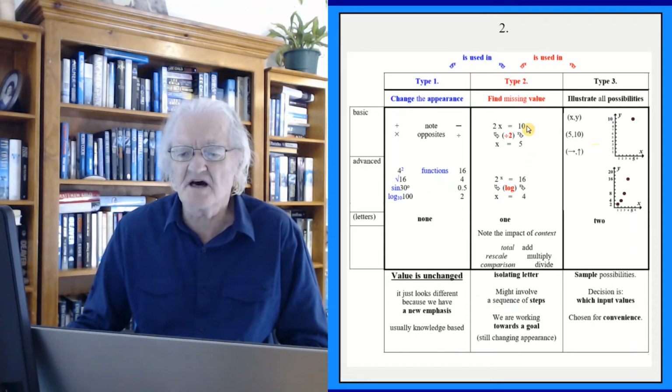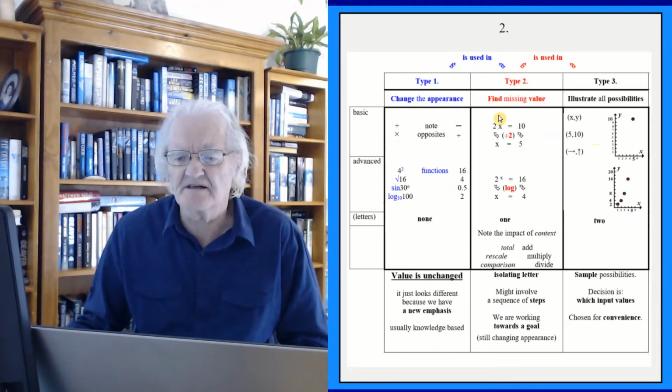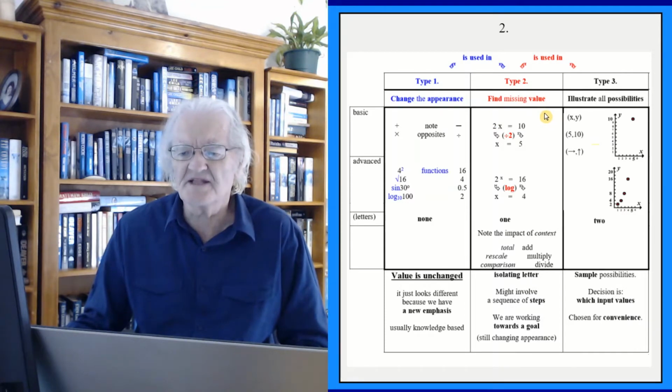The second type of maths is directed at finding a missing value. You are beginning with a statement which is incomplete. 2 times something is 10. By using a method of shifting and reversing the appropriate process, you can come to the conclusion that the missing number must be 5.